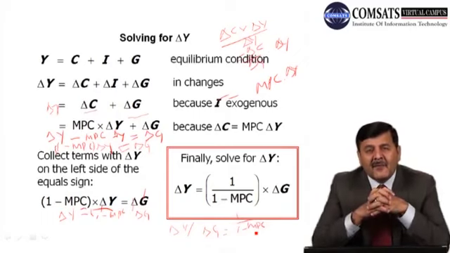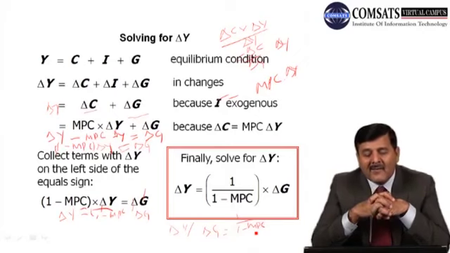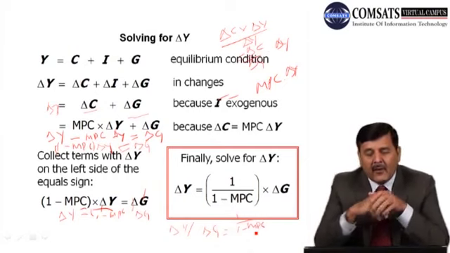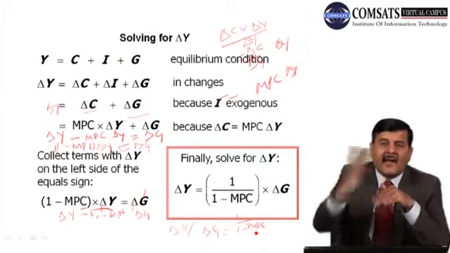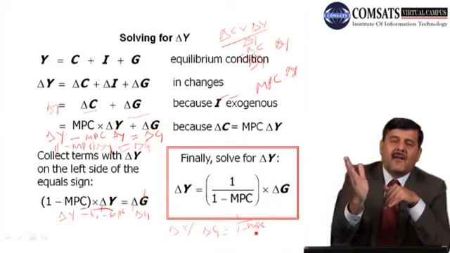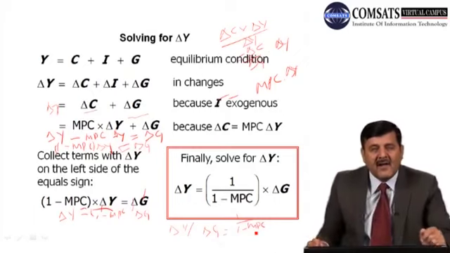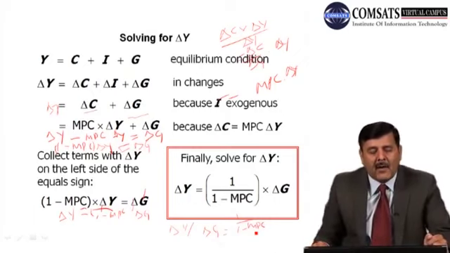Now if we multiply the first term delta C with delta Y and divide by delta Y, we come up with this: delta C will be equal to MPC into delta Y. Now if we substitute this value of delta C here, we get delta Y is equal to MPC into delta Y plus delta G. Now just rearrange and collect the terms of delta Y on the left side of the equation.